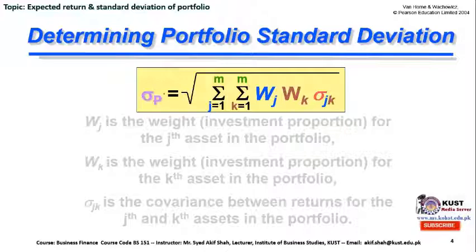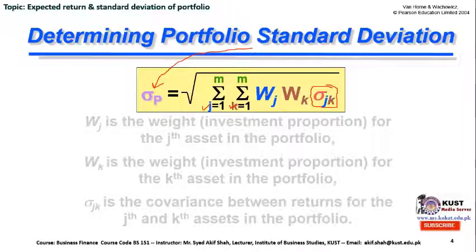Sigma subscript P refers to the standard deviation of the portfolio, which equals the square root of the summation over all the stocks in our discussion, which are J and K. In our case, we have opted for only a two-stock portfolio. One share is referred to by J and the second by K, and both need to be summed up. The summation of what? The weight of J and the weight of K times sigma JK, which refers to the covariance between J stock and K stock.